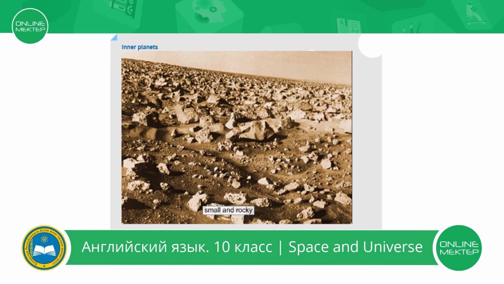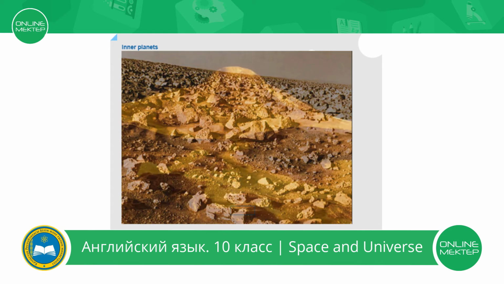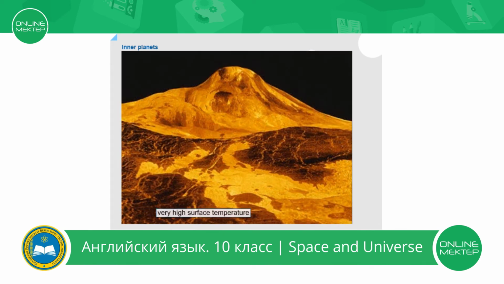These planets are relatively small and rocky. The surface temperature of Mercury and Venus is very high because they receive the most solar energy.